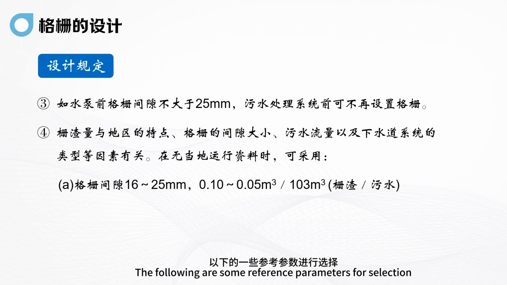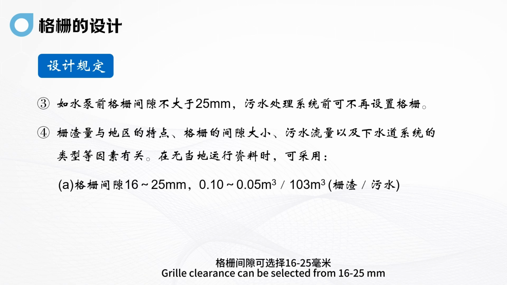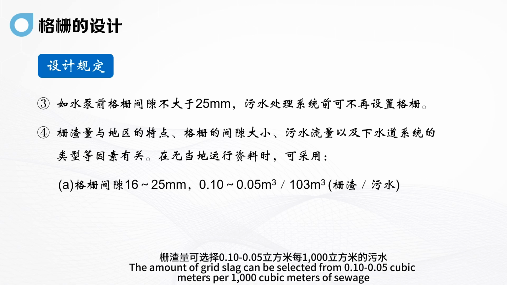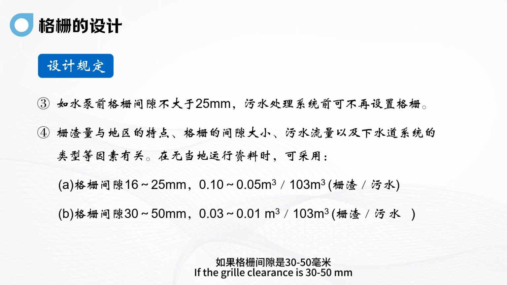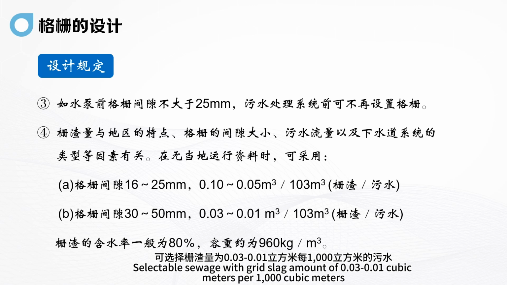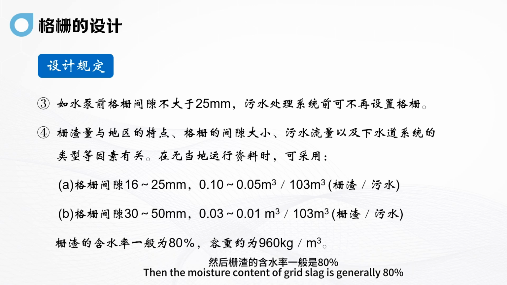The following are some reference parameters for selection. Grill clearance can be selected from 16 to 25 mm. The amount of grid slag can be selected from 0.10 to 0.05 cubic meters per 1000 cubic meters of sewage. If the grill clearance is 30 to 50 mm, the amount of grid slag is selectable from 0.03 to 0.01 cubic meters per 1000 cubic meters. The moisture content of grid slag is generally 80%, and the bulk density is 960 kilograms per cubic meter.